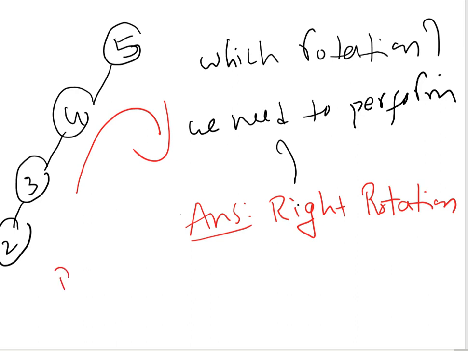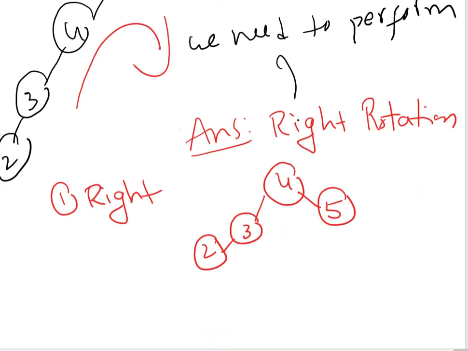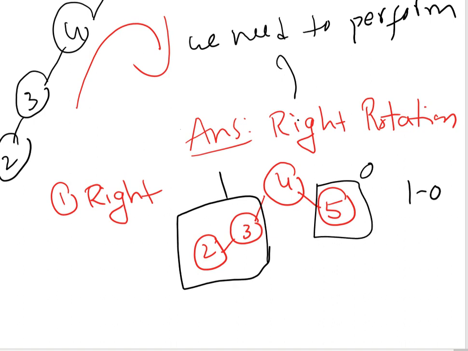So we will perform right rotation. What will be the solution for this? Which is the root here for one right rotation? 4 will be the root. Only one right rotation here. 4 will be the root like this. Now what is the height for this one? 1. This one? 0. 1 minus 0, 1. So it is a balanced tree.